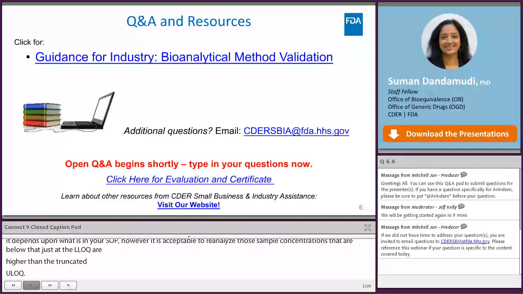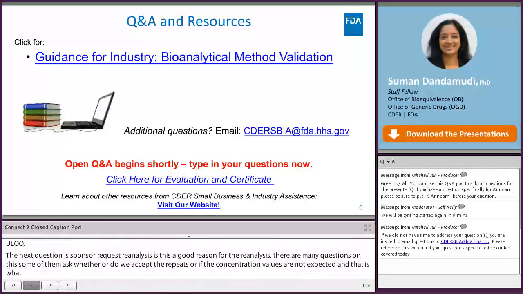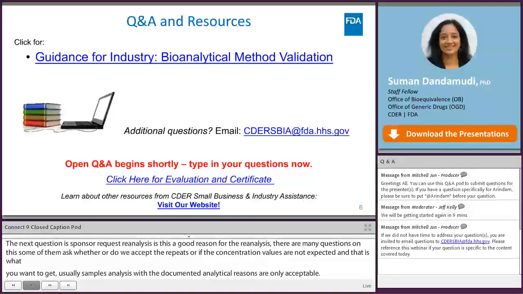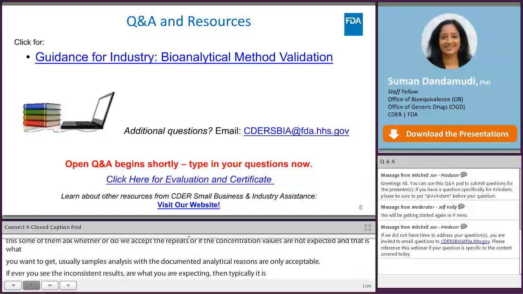Usually, sample reanalysis with documented analytical reasons is the only one acceptable. If you see any inconsistent or incongruent results compared to what you are expecting, it is typically considered a pharmacokinetic repeat. If you want to reanalyze, it should be supported by the SOP and properly documented, an investigation has to be performed, and you should provide the reason for these repeats.